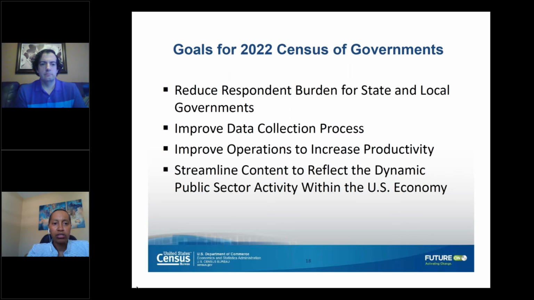And the last goal is to improve the data collection process, so we can have a more dynamic instrument. So for example, if there's a local government that doesn't have a ditch district or water sewage, whatever the case is, we don't want to send you questions that are not relevant to the type of special district you have. So we're trying to create a more dynamic instrument to enhance our collection strategy, and only ask you the questions that are relevant to your government.